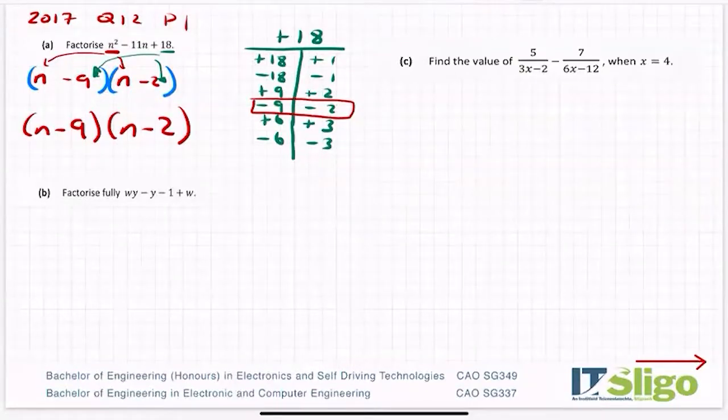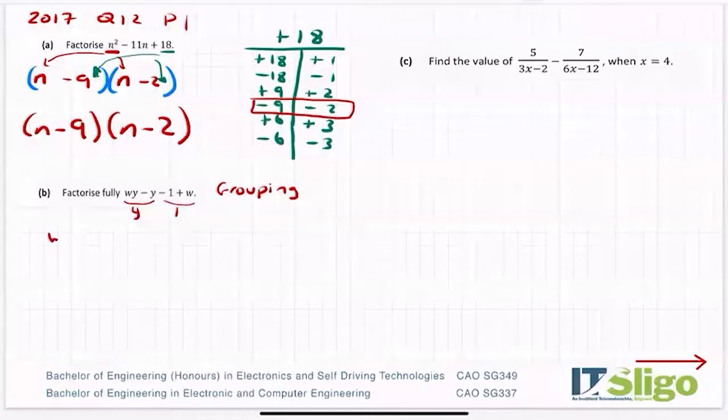Factorize fully: wy minus 1 plus w. So this is a grouping. I know that from the 4 terms, and it's still factorizing. It doesn't matter which ones you group. I could group these two together. I can see there's a y common. If I group these two together, all that's common really is the number 1.